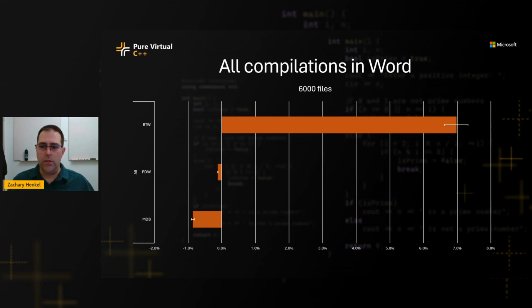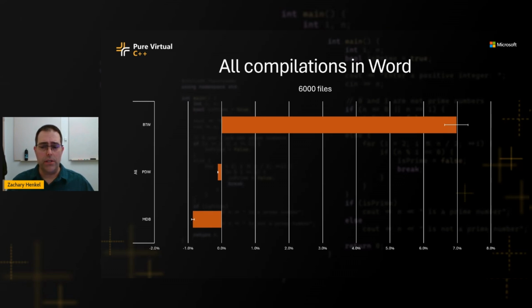So here's what the data looks like for building all of Word. Word's roughly 6,000 files. The BTW did well, and you can see there are error bars on some of these, which reflect the noise that's inside of here. The physical workstation was just about even. This is, I think, negative 0.1%. The MDB machine shows the measurable regression, just about 1%.